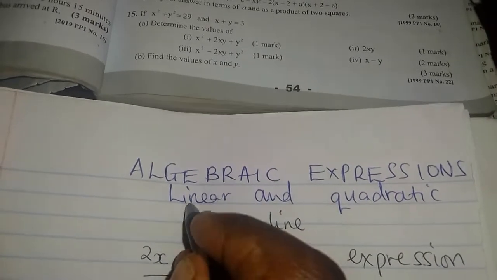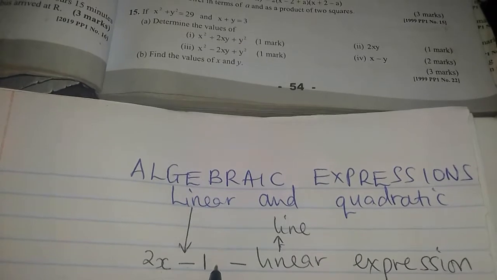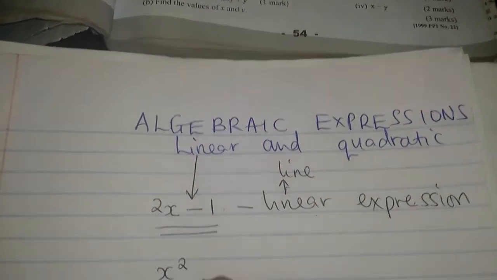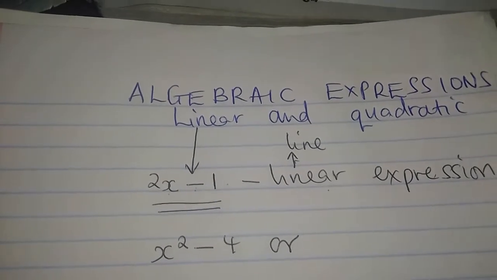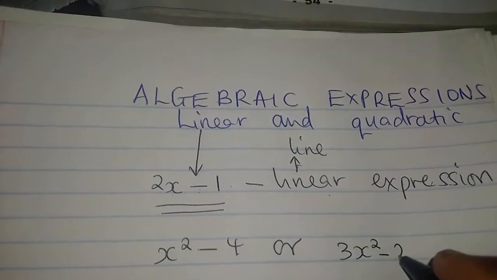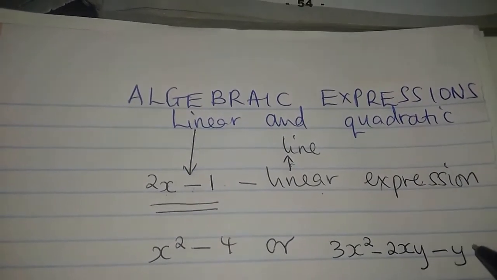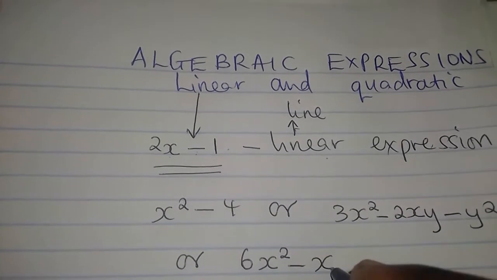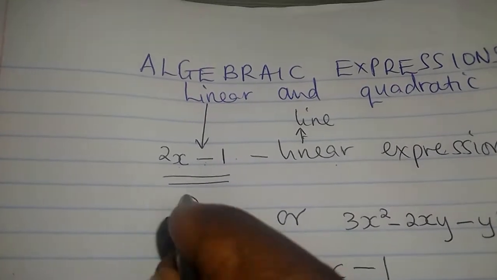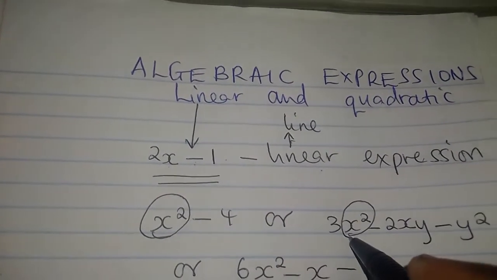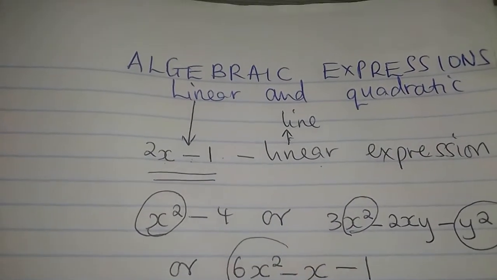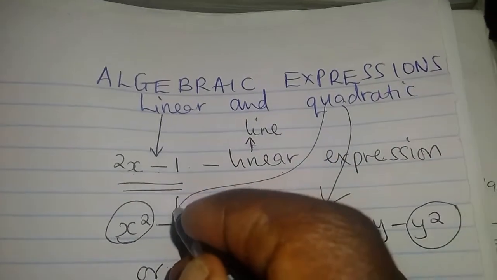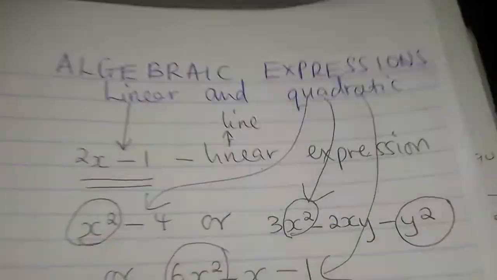And if we talk about linear, we are referring to an equation like 2x minus 1, which can be an equation of a straight line. So it gets called a linear expression. But now if I have something like x squared minus 4, or 3x squared minus 2xy minus y squared, or 6x squared minus x minus 1, all these ones, with the first part having a square, and even maybe the last part having a square, are all referred to as quadratic expressions.